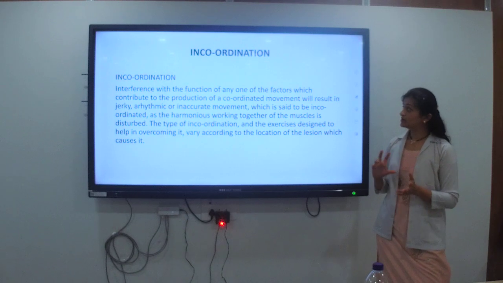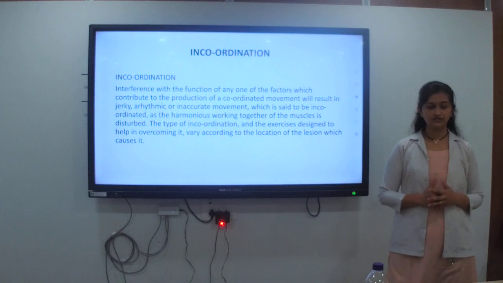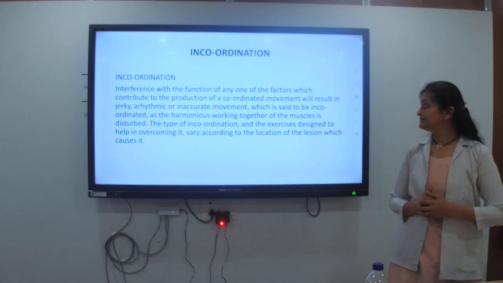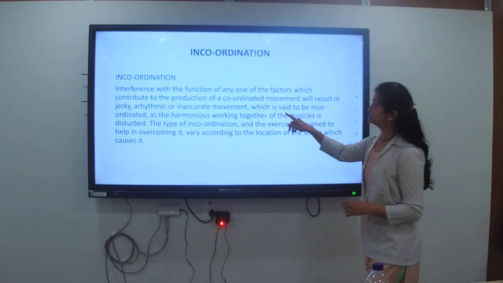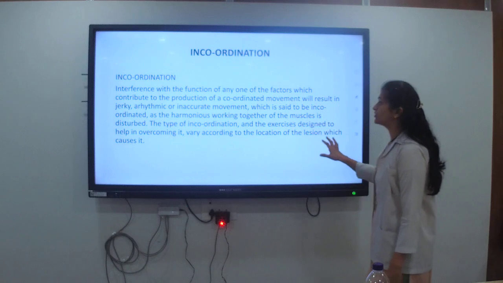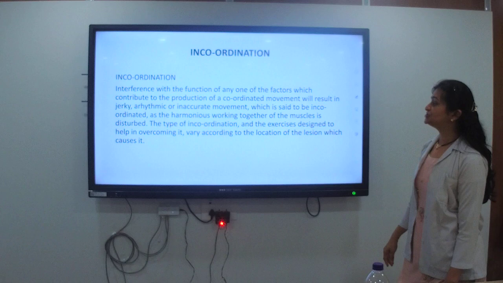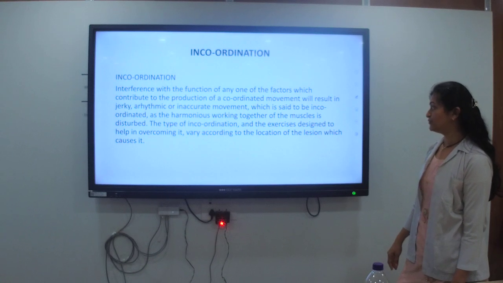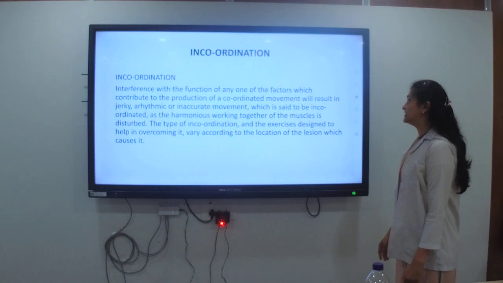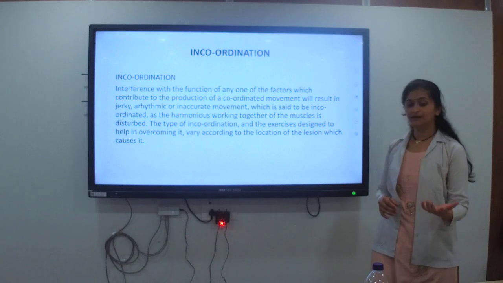Now we'll see what incoordination is. This is required for a physiotherapist. What is incoordination? What is balance? We'll see all that. First we'll go to the definition. Interference with the function of any one of the factors which contribute to the production of coordinated movements will result in jerky, arrhythmic or inaccurate movement, which is said to be incoordinated, as the harmonious working together of the muscles is disturbed. So anything which is not coordinated.